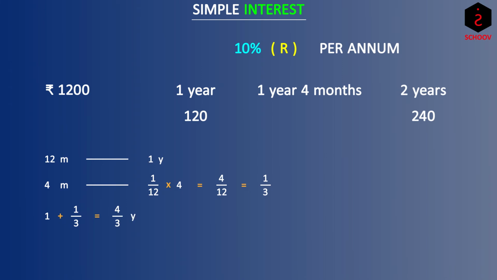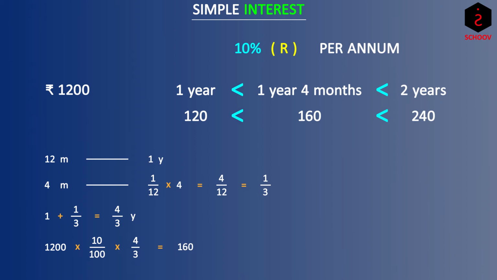Now interest is principal 1200 into rate 10 into time, which is 4 by 3 years now, upon 100. This is equal to 160. So we should write 160 at the top, below 1 year and 4 months. You must notice that since 1 year 4 months is more than 1 year, its interest value 160 is also more than 120. And since it is less than 2 years, so is its interest value less than 240. Alright, that was the complete concept of simple interest.